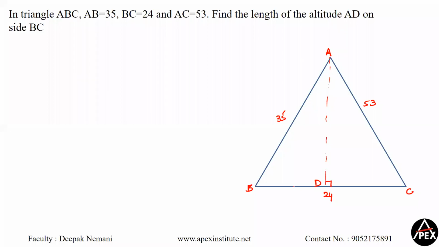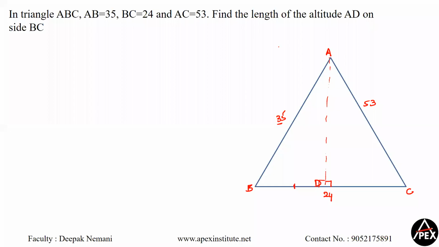But you do not know this length. So this is a right angle triangle. ADB is a right angle triangle. This side is 35. What about this side? We don't know that. Okay, so how to solve this question?